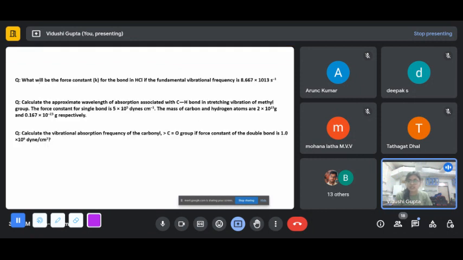Now the next question is, what will be the force constant for the bond in HCl if the vibrational frequency is 8.667 into 10 raised to the 13 seconds inverse? It will be like this, 10 raised to the 13.